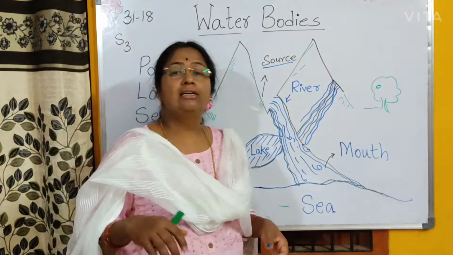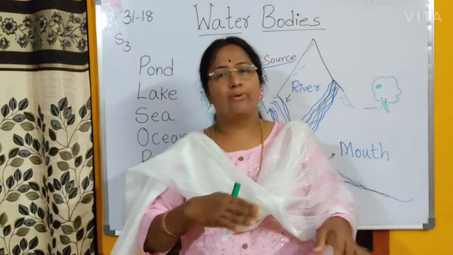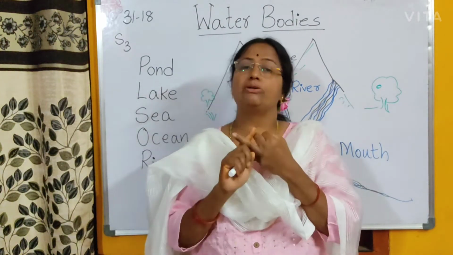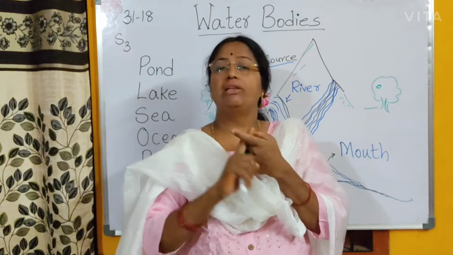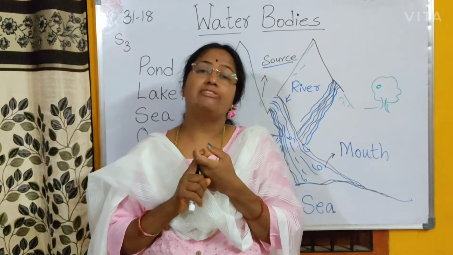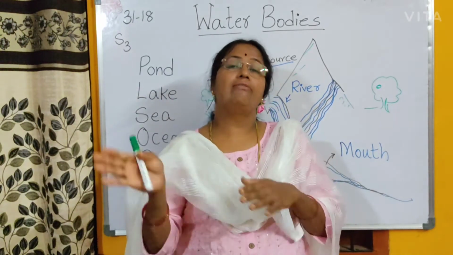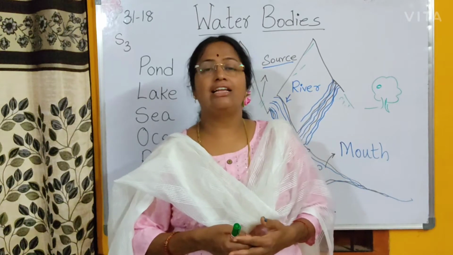And rivers are always flowing water bodies. We learnt about pond, we learnt about lake, we learnt about sea. We learnt that ocean and seas are very big water bodies which have salt water in them. We learnt rivers are always flowing. Right? Let us move forward with our lesson.